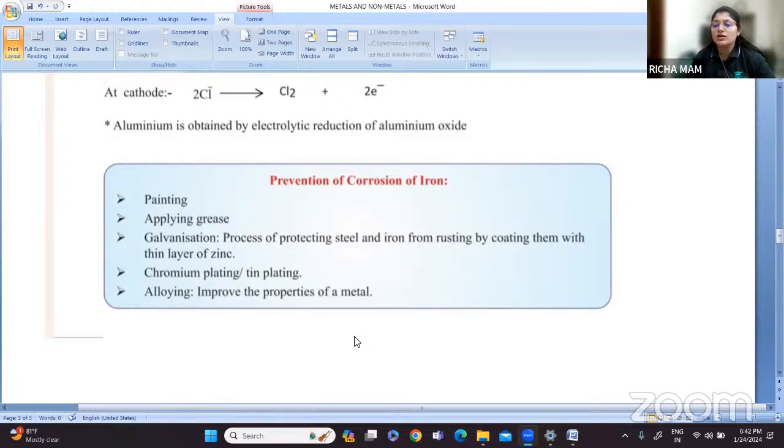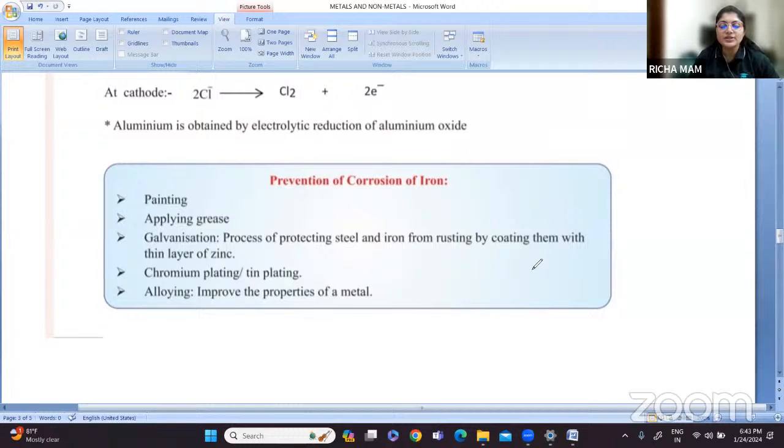If we keep the iron gate exposed to air and moisture, what do we mean by moisture? Water. Rain will be falling. Now there will be air in the environment, and in air, oxygen and other gases will be present. When these air components come in contact with the iron of the gate, what will happen? It will start getting corroded, and that is called rust. So the iron starts getting rusted.